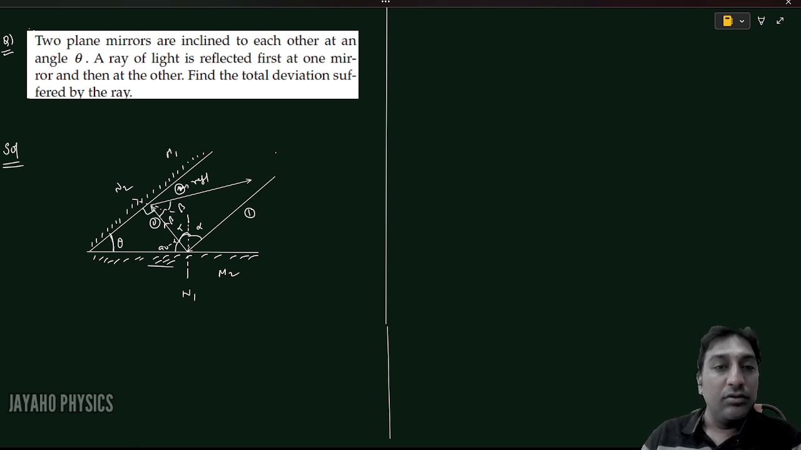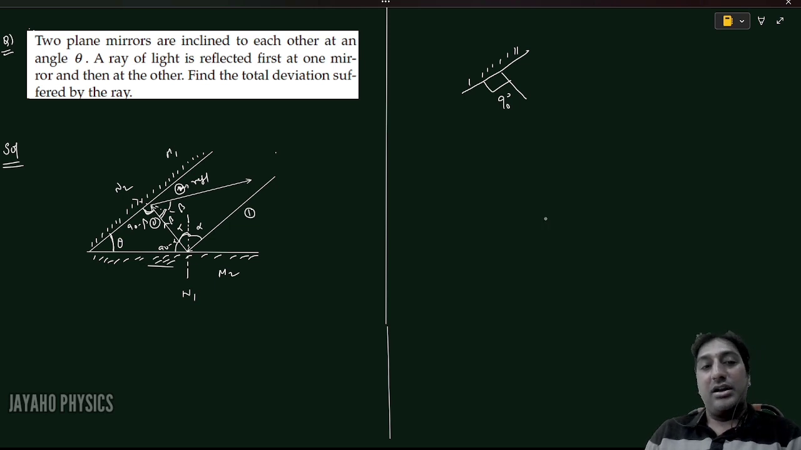So the total angle is 90 from here to here. This is the plane, and here it is the normal. The total angle is equal to 90, but beta is already covered. So the remaining angle here is 90 minus beta.